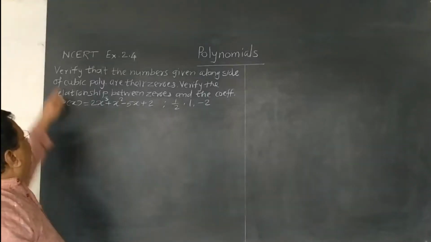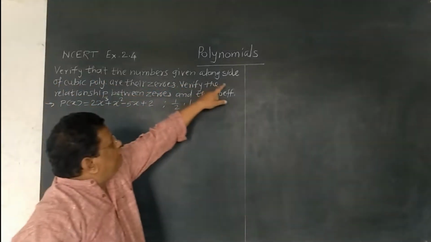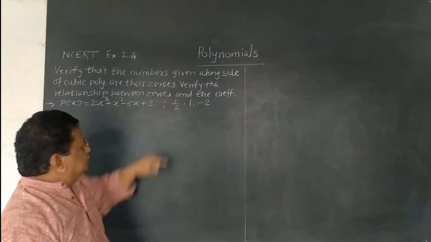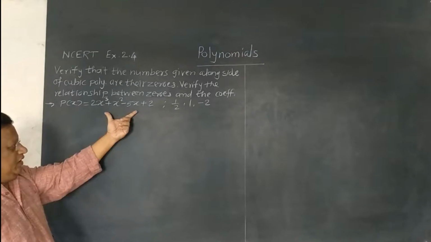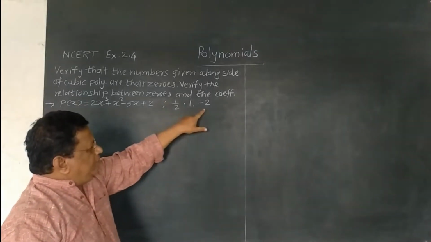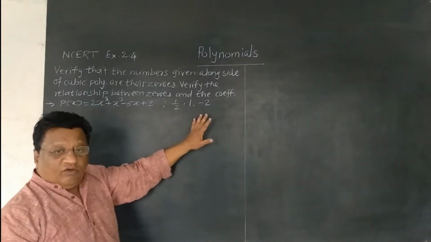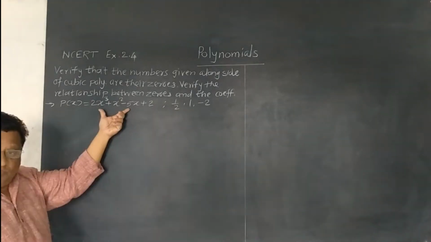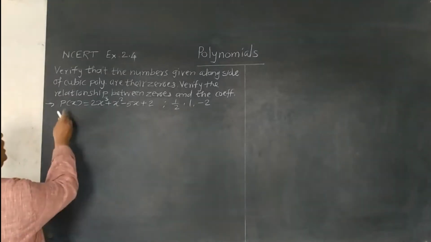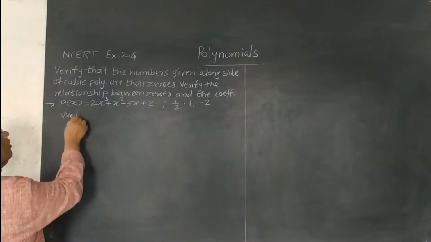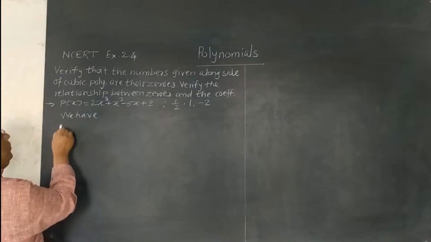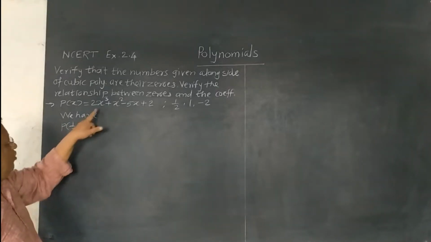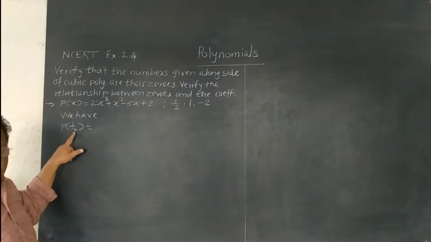We have to verify that the numbers given alongside the cubic polynomial are its zeros. This is the cubic polynomial, and the numbers are 1 half, 1 and minus 2. We have to verify that these are the zeros of this polynomial. So, we have P(1 half). Now, instead of x, we will substitute 1 half.